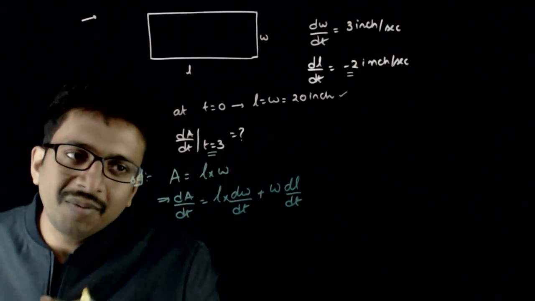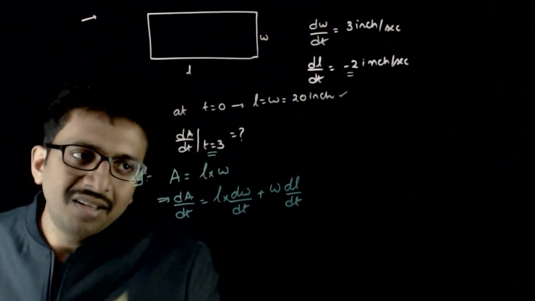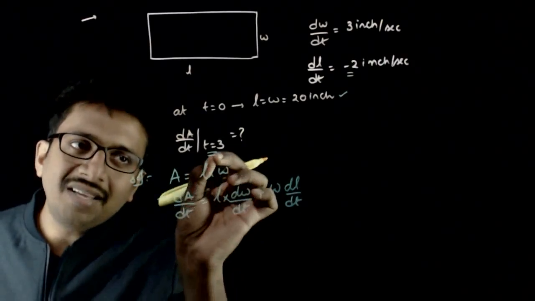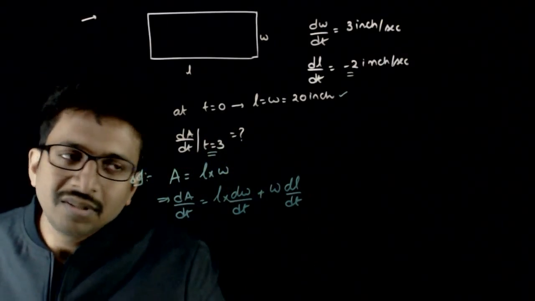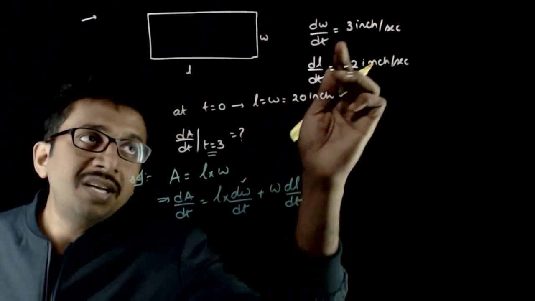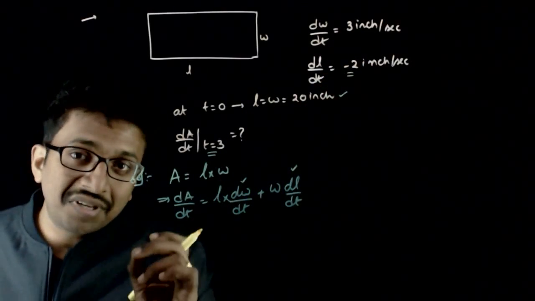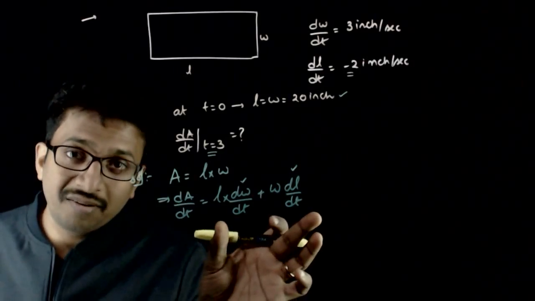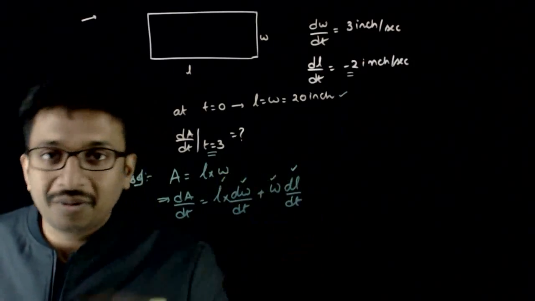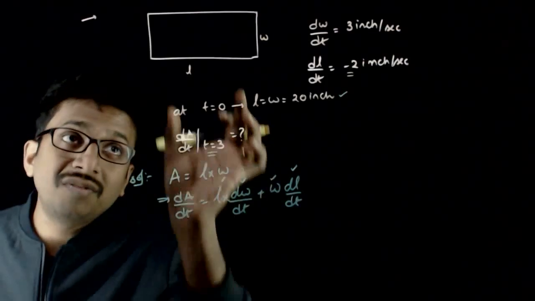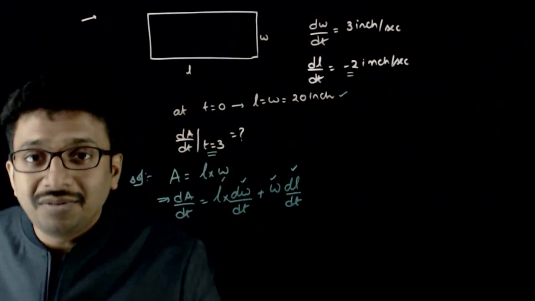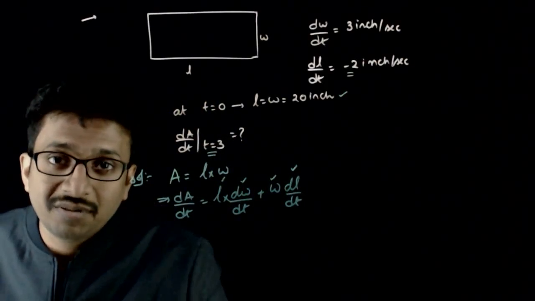Now if I want dA/dt at t equal to 3, I need to calculate this at the instant t equal to 3. According to the given information, dW/dt and dL/dt are both constants and are given. So the unknowns in this formula are the length and width. What should be the length and width of this rectangle at t equal to 3? That's what we need to solve first.